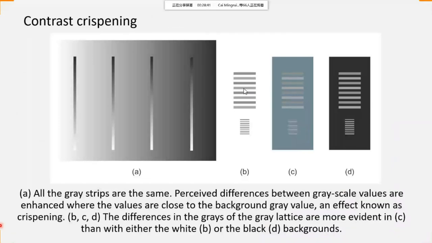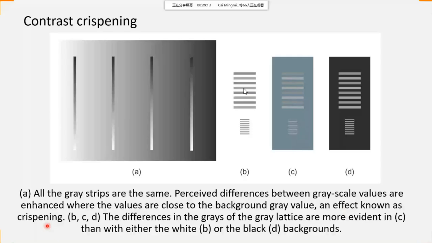Interesting is this phenomenon here, the contrast crispening. In the first part here, A, all these gray strips are the same. Perceived differences between grayscale values are enhanced where the values are close to the background gray value, an effect known as crispening.